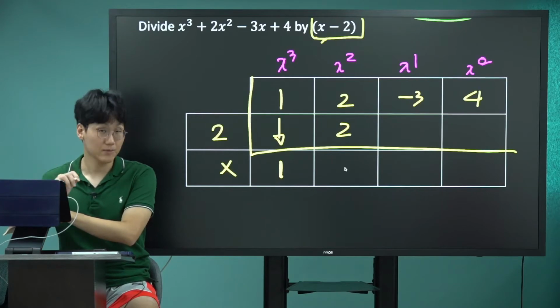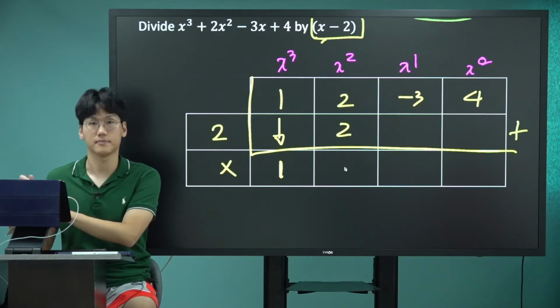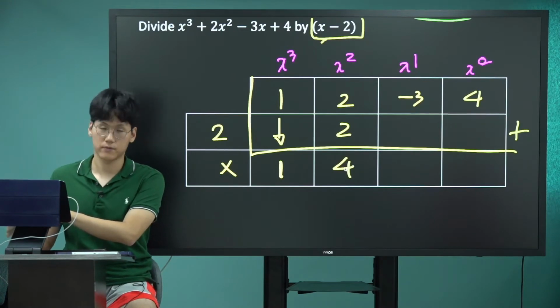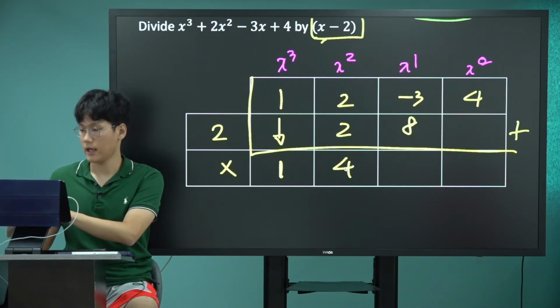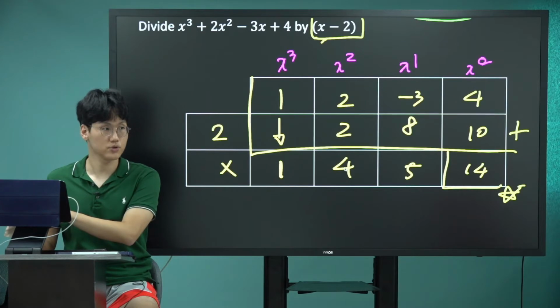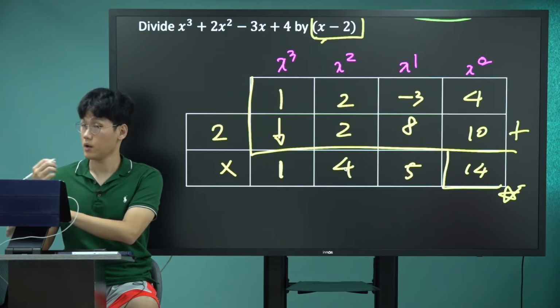And what you're going to do within the bracket is add them. If you add, it becomes 4. If you multiply 4 by 2, it's 8. Add 5, 10, 14 is your remainder. 14 is your remainder. Understood? Okay. So what does that mean?